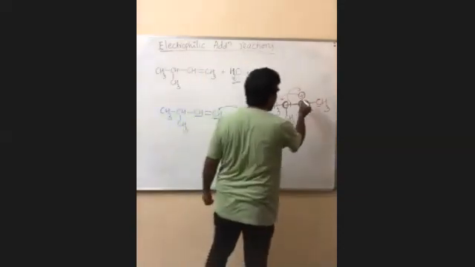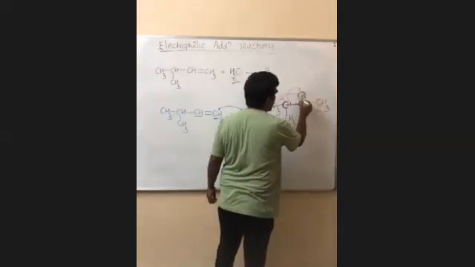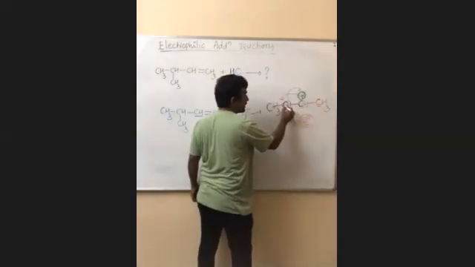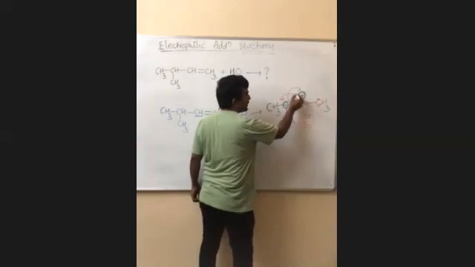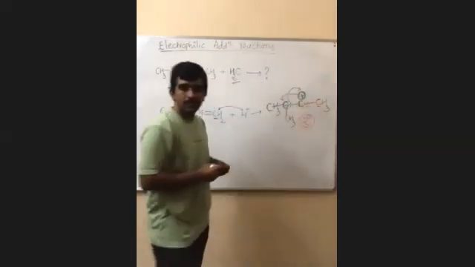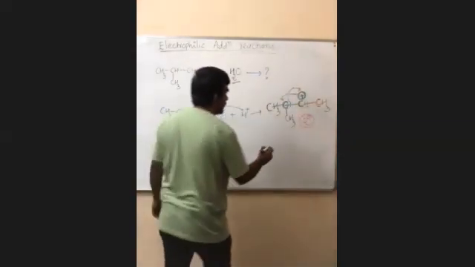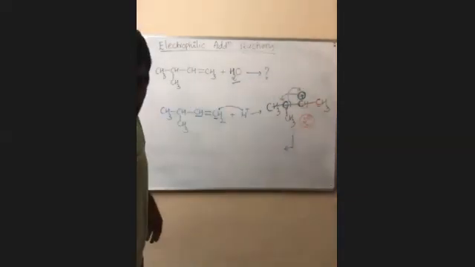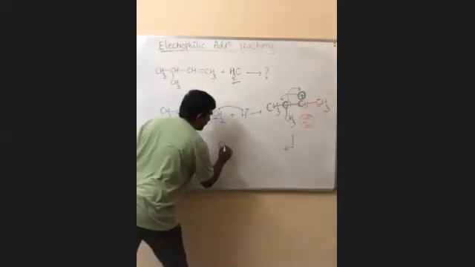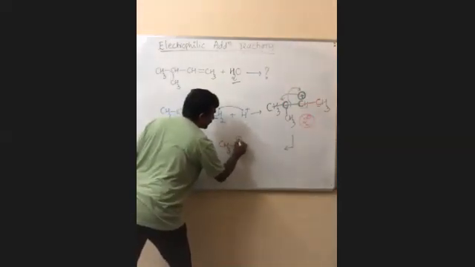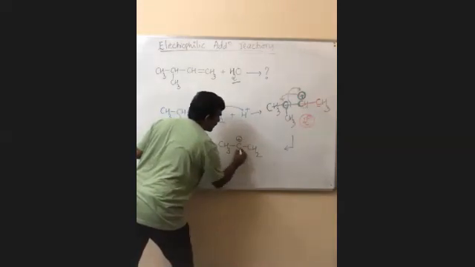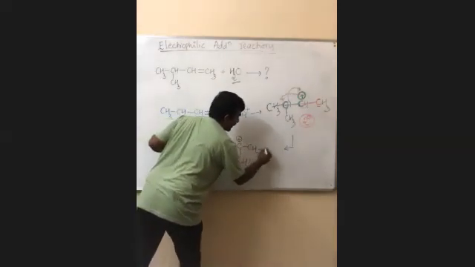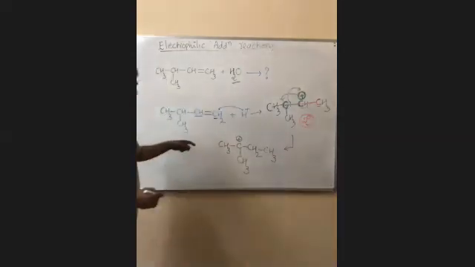This is secondary carbocation. The immediate next is tertiary. The positive will shift to tertiary. The hydrogen here will shift out. What is the product here? Please keep in mute. What is the product here? CH3, C plus, CH2 here, CH3 and CH3. Is it clear? This is tertiary carbocation.